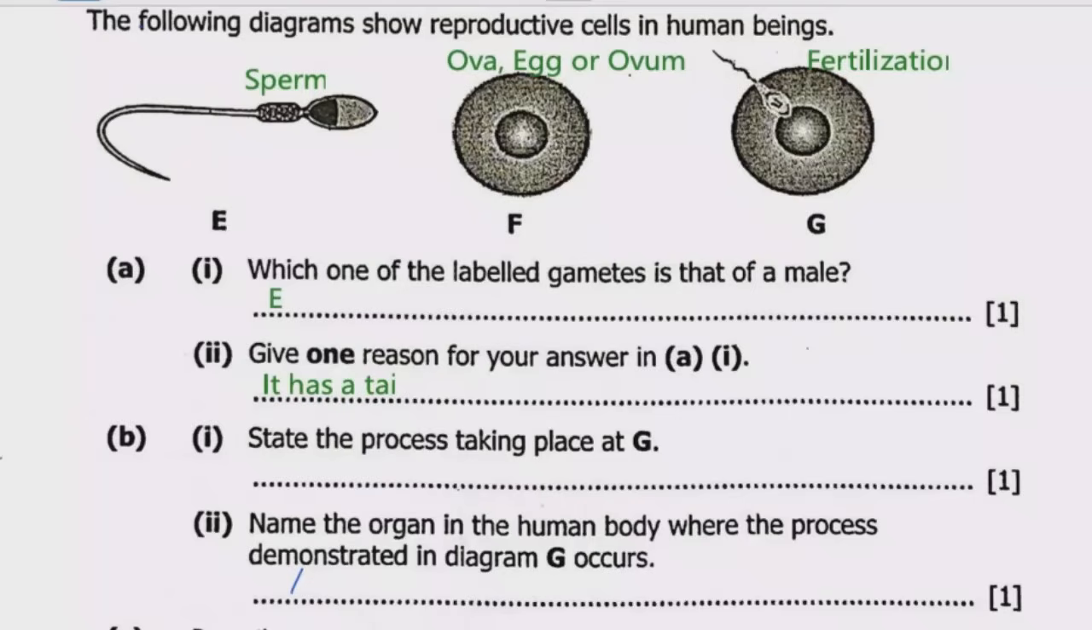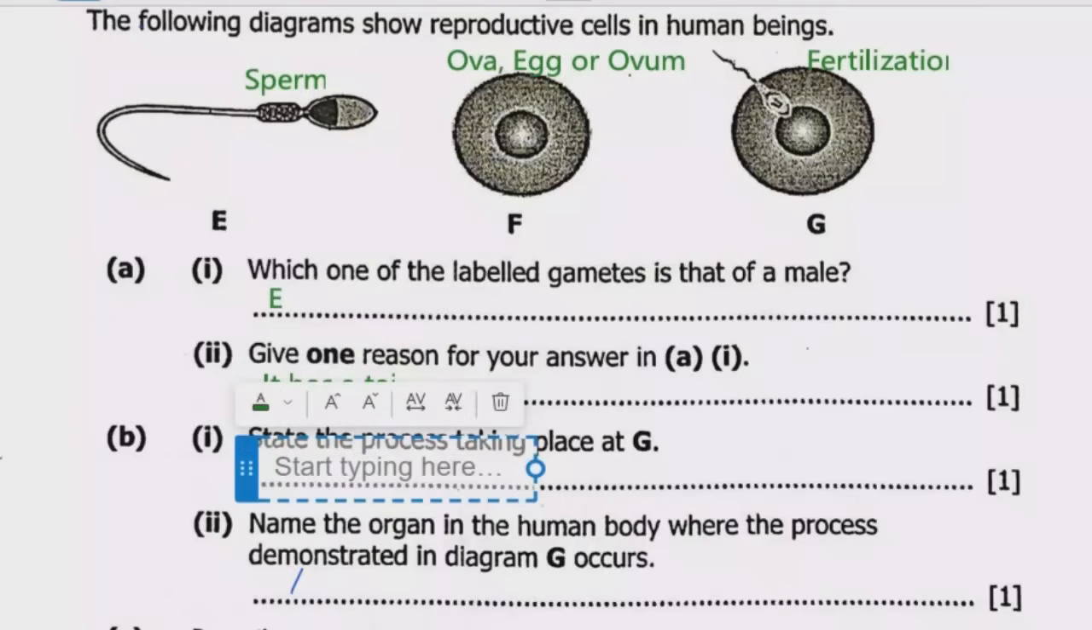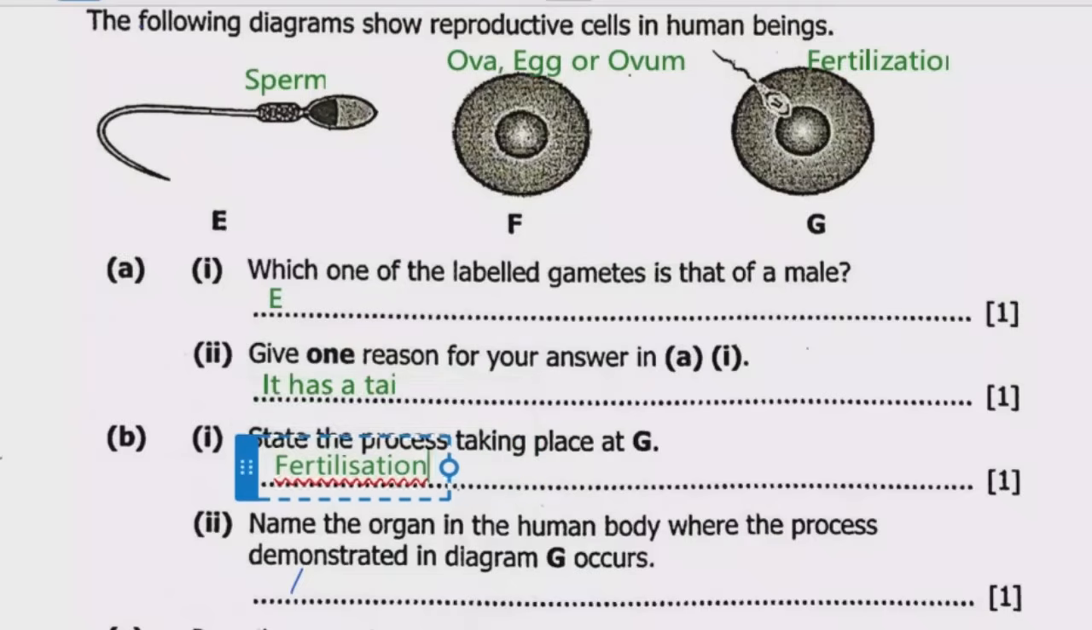Okay, we come to question 1B1, which is state the process taking place at G. So at G here, what is the process taking place? We identified it already as fertilization. So we can say the process is fertilization. Okay, we can identify it as fertilization.